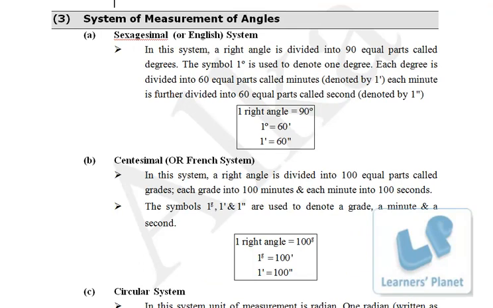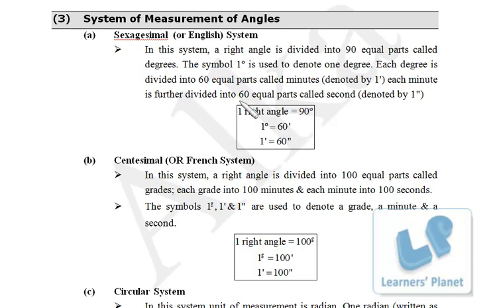Now friends, let's discuss system of measurement of angles, right? First of all, we have sexagesimal or English system. In this system, a right angle is divided into 90 equal parts called degree, right? That we already know. A right angle is 90 degree. This is a sign of degree, right? So 90 equal parts are there, small parts are there. Each part is 1 degree, right? So 90 parts is 90 degree. Precisely 1 degree is equal to 60 minutes.